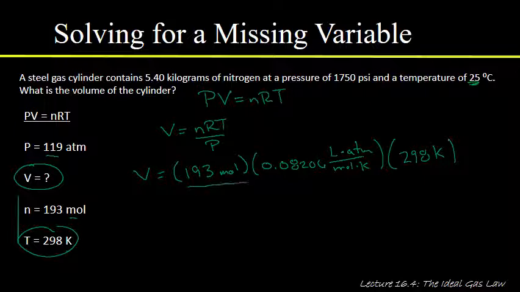And that's all divided by the pressure, which is 119 atmospheres. All right. Then we check to make sure that our units cancel. Atmospheres in the denominator cancels with atmospheres in the numerator. Moles here cancels moles here. Kelvin here cancels Kelvin here. And we're left with liters. And that's what we expect.